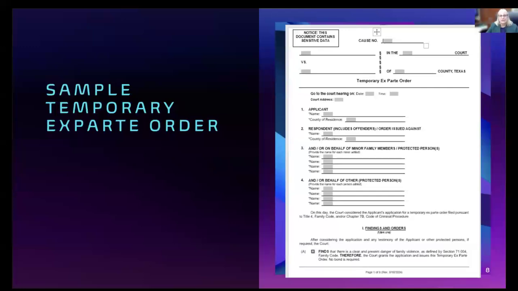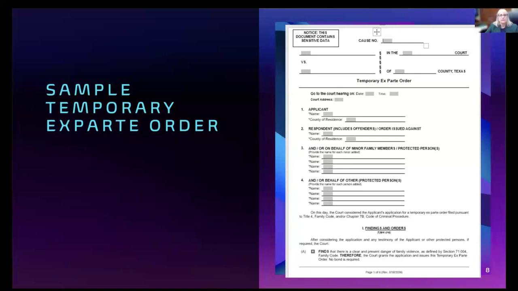This is what the temporary ex parte order looks like. One of the things and why I put this slide up is at the top of the ex parte order there, you should see where there is a place to put the hearing date and the court address. So you need to find out, like our court still at this point is doing protective order hearings via Zoom. So you need to know what kind of address to put there, but the court then can fill in the date and the time.